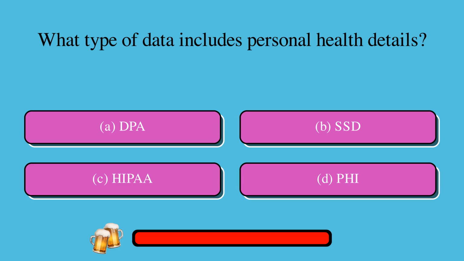What type of data includes personal health details? A. DPA, B. SSD, C. PHI, or D. CHI? The correct answer is D. Fee.